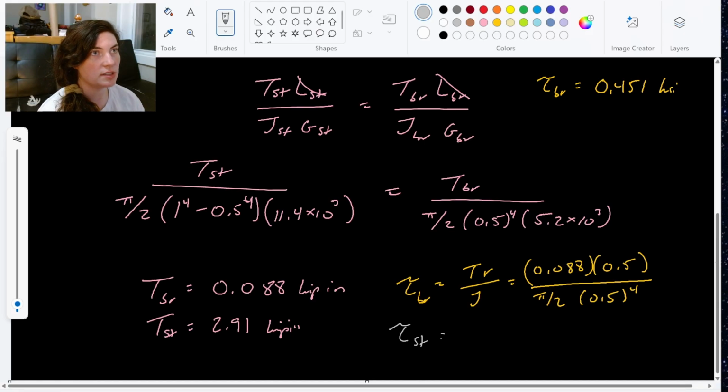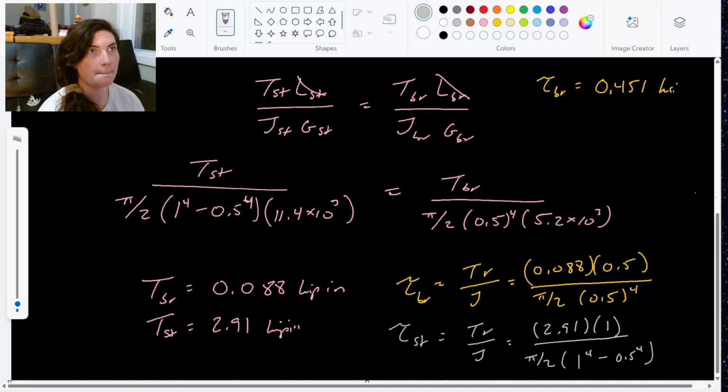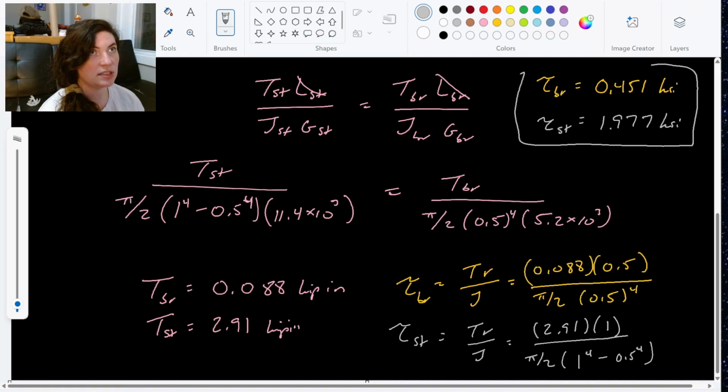Do the same process for the steel: torque times radius over polar moment of inertia. 2.91 times 1, the outermost radius, over pi over 2 times 1 to the fourth minus 0.5 to the fourth. Punch it in the calculator and we get 1.977 KSI. So our steel is taking on a lot more stress than our brass, but that's kind of to be expected.